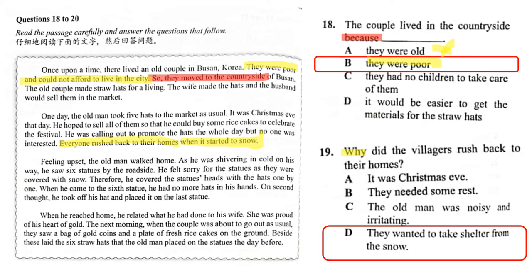They wanted to take shelter from the snow. Why do they rush back? Because it's snowing. They want to take shelter, which means they want to... if they go back to the house, then they will not get the snow. There's no snow. So the answer here is this one, D. Okay, next one.